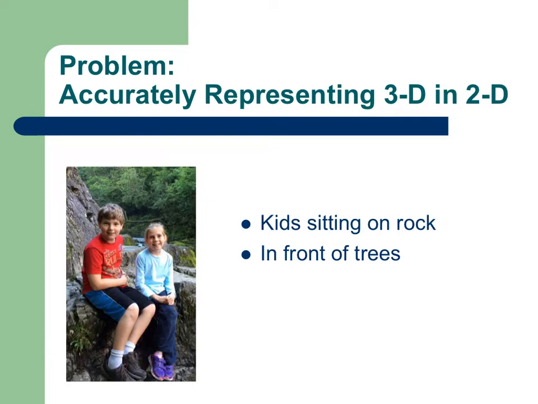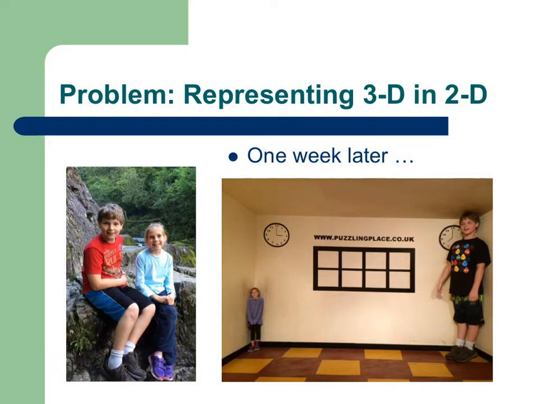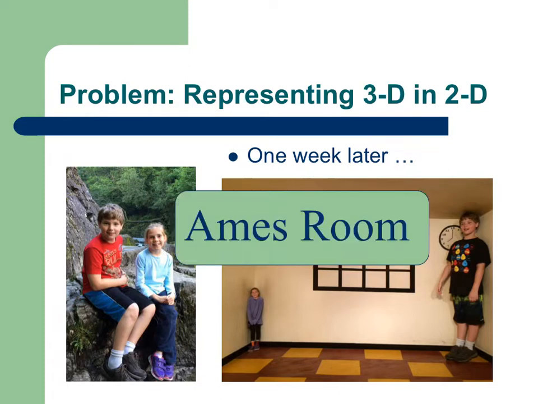So for example, here's a couple of kids sitting on a rock. Looks like they're in front of most of the rock, and there's some trees in the background. But many of you are probably familiar with this sort of optical illusion here. These are the same kids a week later, and somehow either the little boy has turned into a giant, or the little girl has shrunk, or there's something weird about this 2-dimensional image. If you want to find out more about how these sorts of optical illusions are done, you can search for Ames Room, but that's not really the point of this talk.